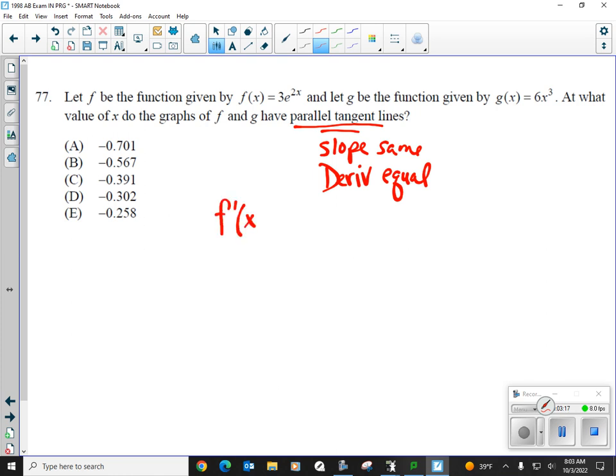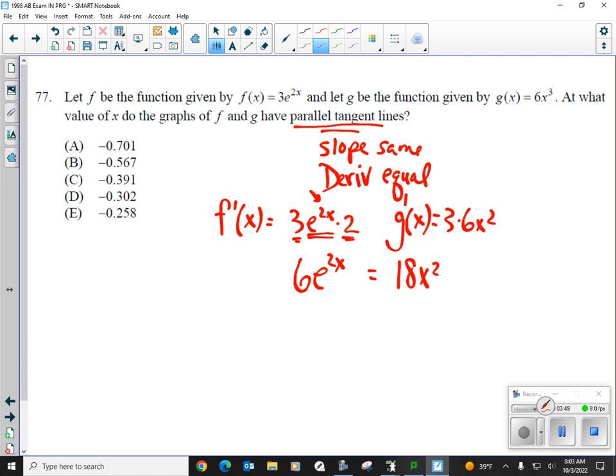The derivative of f of x is 3e to the 2x times 2. This is a constant, stays the same. Anytime I take the derivative of e to the x, I immediately rewrite it, then multiply it times the derivative of the exponent. So that's going to be 6e to the 2x. G of x, the derivative is just 3, bring that down front, 6x squared. That's 18x squared. I'm going to graph those into y1 and y2 and see where they're equal.